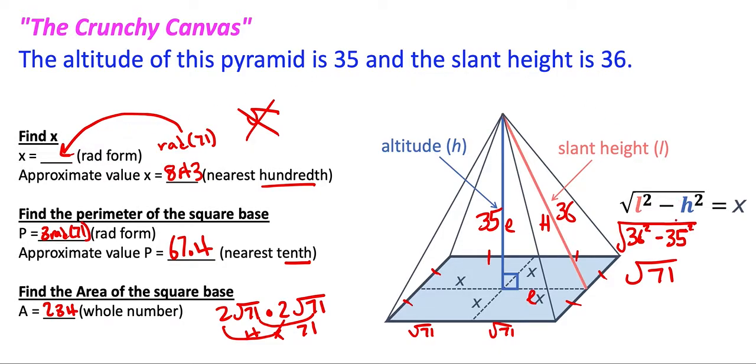So use the formula again. Slant height squared minus height squared is going to give you the value of x, but leave it in terms of a radical. So in this case it's rad 71. Then actually put it in your calculator. The perimeter would be 8 rad 71. Put 8 rad 71 in your calculator, and then 2 rad 71 times itself would be a 4, and rad 71 times rad 71 makes a regular 71. So 4 times 71 gives our area a nice whole number.